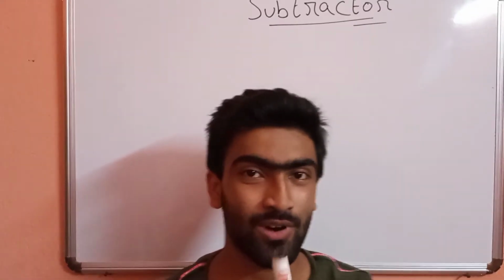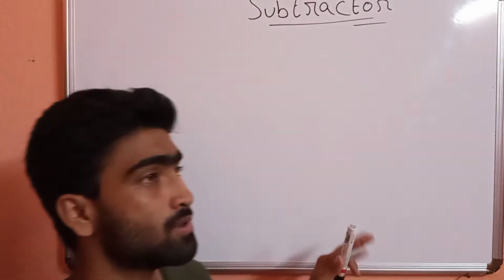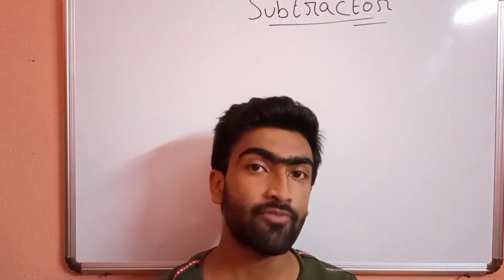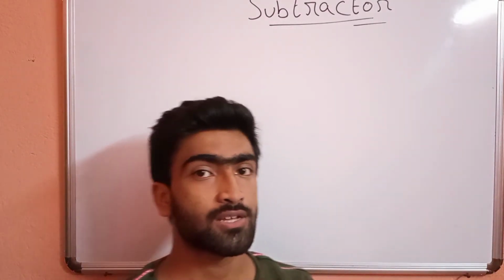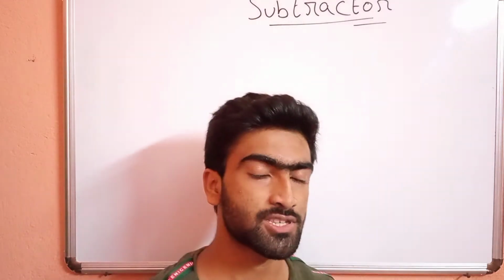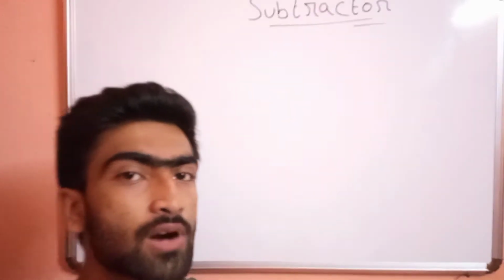Today in this video, I will show you how to implement a subtractor. During this video, I will be discussing the half subtractor and the full subtractor. Like the half adder and full adder, a subtractor is also a combinational circuit. That means there is no feedback path. In a sequential circuit, there is a feedback path. First, let us see how to do the half subtractor.